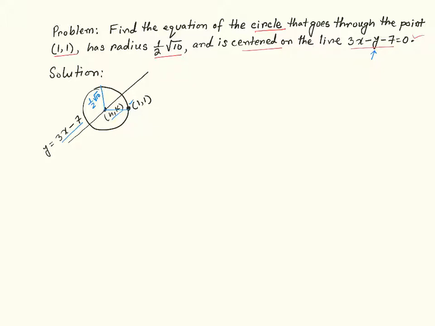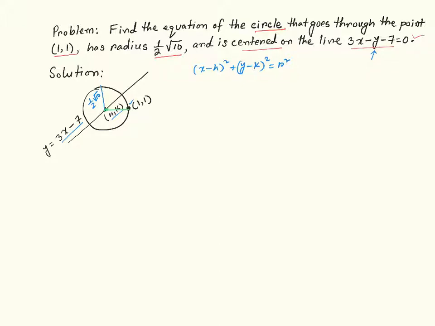Now my objective is to find the equation of the circle in this format: (x minus h) whole square plus (y minus k) whole square is equal to r square, where r is the radius and h and k are the center of the circle. Now note that they have given the radius to be 1/2 times square root of 10. So that means that the distance from this center to the point (1, 1) is going to be 1/2 times square root of 10.